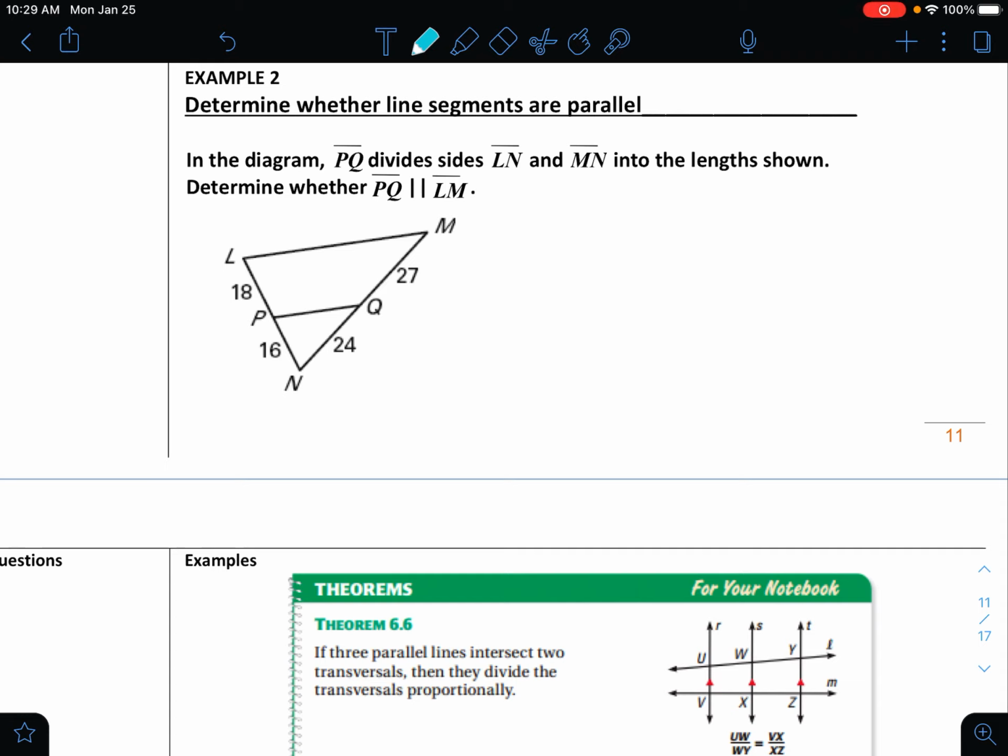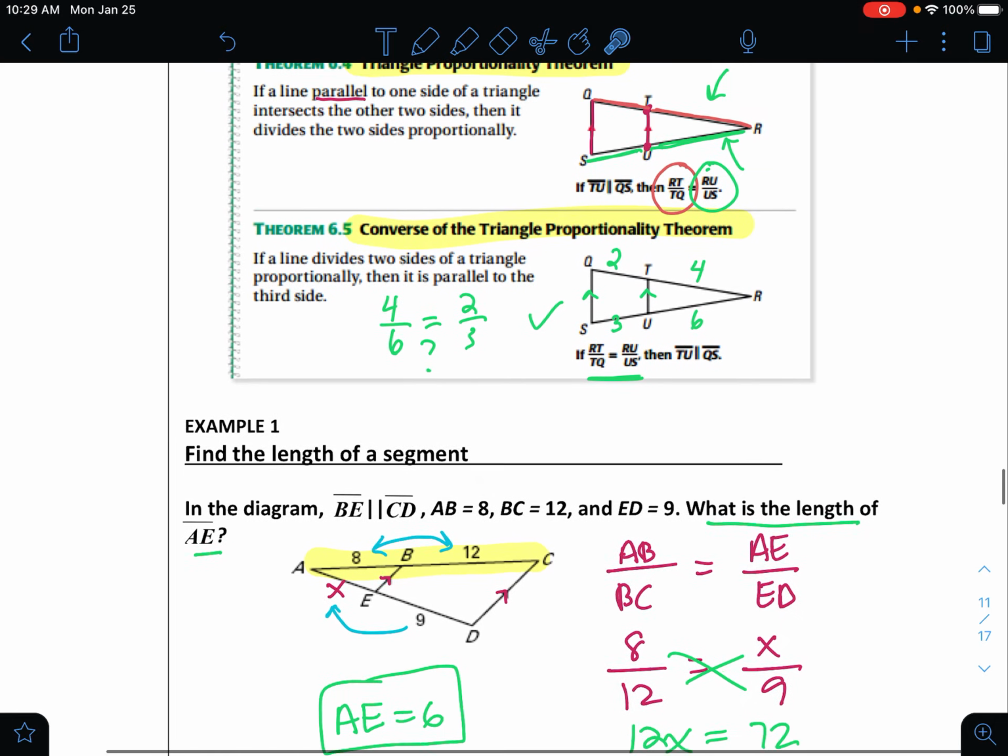Number 2, determine whether the line segments are parallel. In the diagram, segment PQ divides segments LN and MN into the lengths shown. Let me back up, let me draw over this. PQ right here divides segments LN and MN into the lengths shown. So that's just telling me to look at the 18, the 16, the 24, and the 27. Determine whether the sides PQ and LM are parallel.